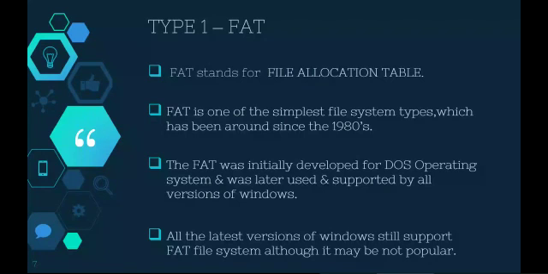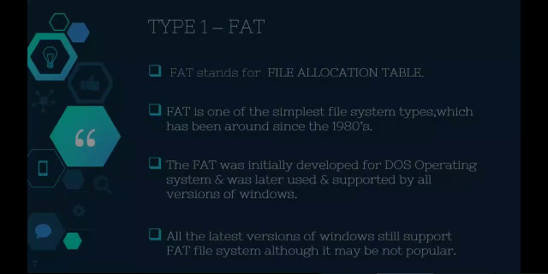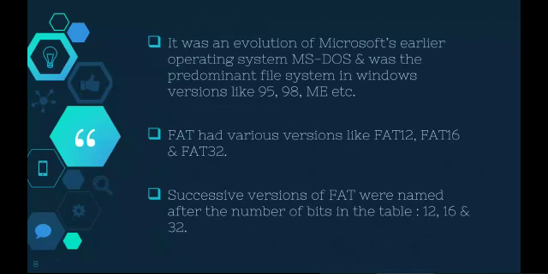The FAT file system was initially developed for DOS operating system. It was later used and supported by all versions of Windows. All versions of Windows still support FAT file systems, although it may not be popular. It was an evolution of Microsoft's earlier operating system, MS-DOS, and was the predominant file system in Windows versions like 95, 98, ME, etc. FAT had various versions like FAT12, FAT16, and FAT32.